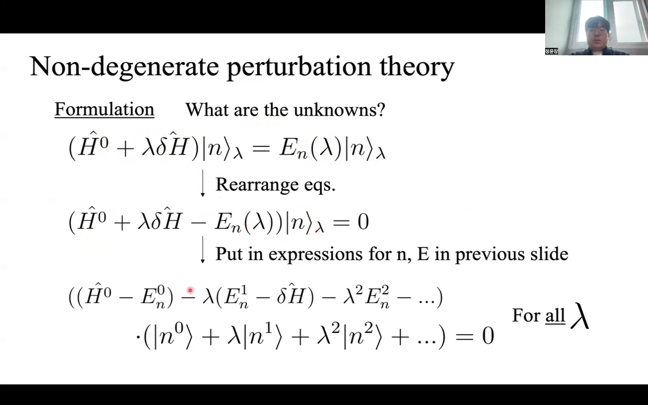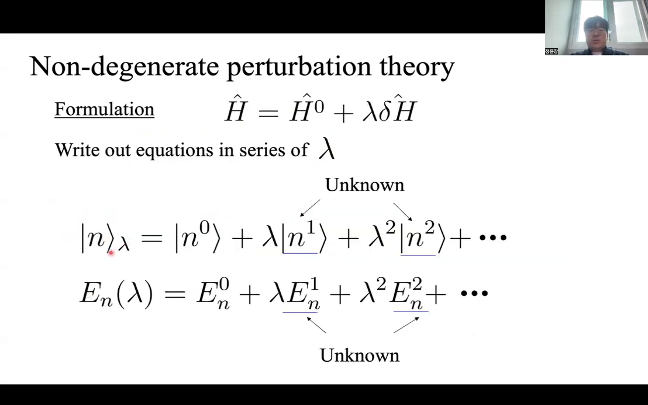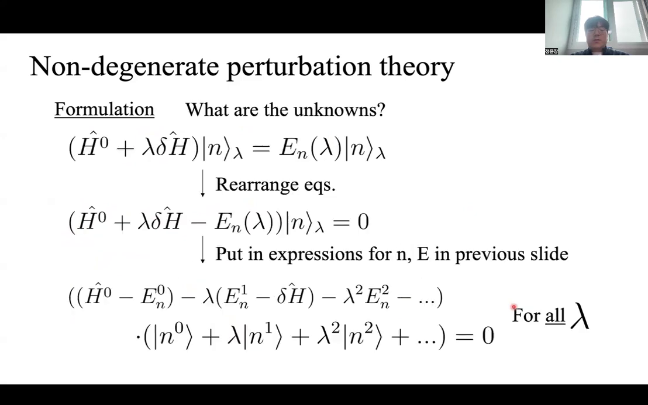And then I'm going to plug in here this expression. So instead of using n lambda, I'm going to write it out like this. And instead of using En lambda, I'm going to write it out like this. So that's what I'm doing here. Instead of using n lambda, I've written it out as n0 plus lambda n1 plus lambda squared n2, and so on and so forth. Instead of writing En, I'm writing them out as all the orders.